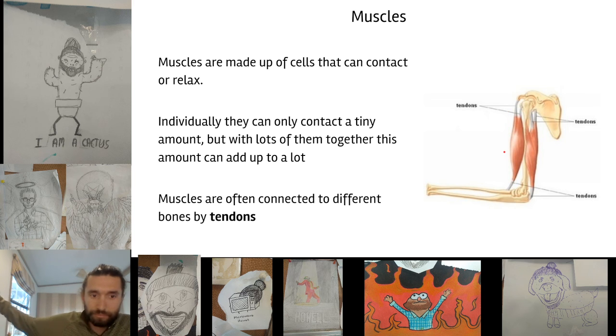So here's the bicep. When I contract that muscle, it gets smaller and pulls my arm up. These muscles are often attached by tendons to bones. So this white bit here and down here, these are tendons, and they connect muscles to bones.